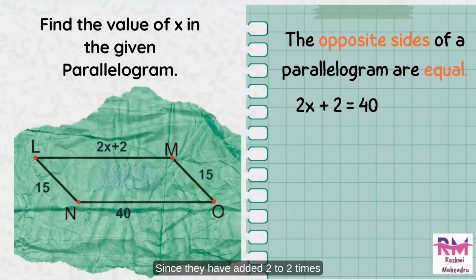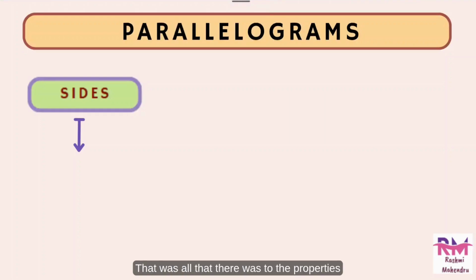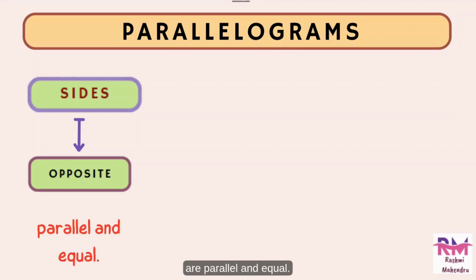Since they have added 2 to 2 times x, we will first subtract 2 to get 38 and divide it by 2, bringing us to the value of x, which is 19. That was all that there was to the properties of sides of a parallelogram. So we conclude that the opposite sides of parallelogram are parallel and equal.